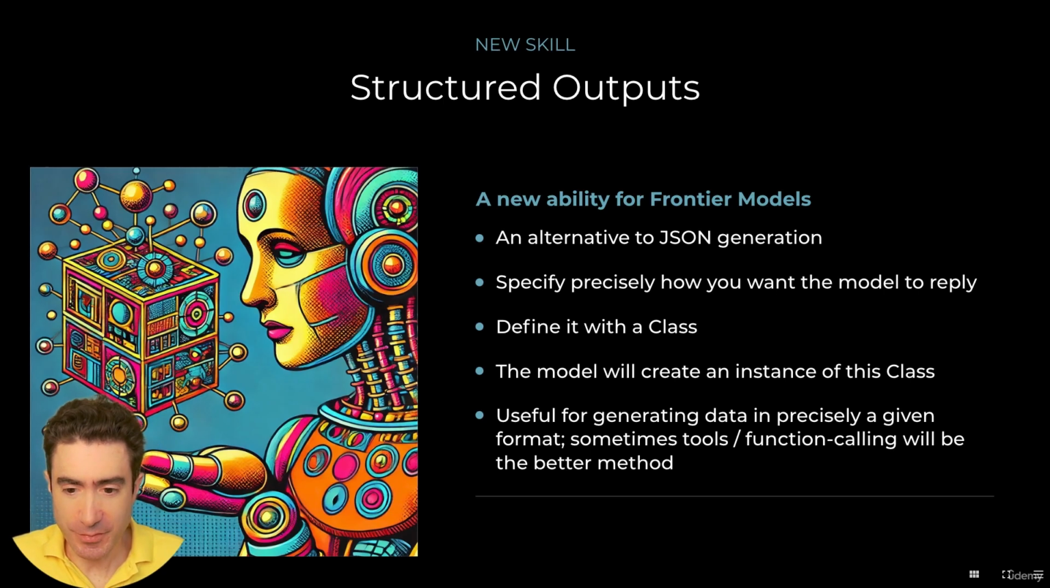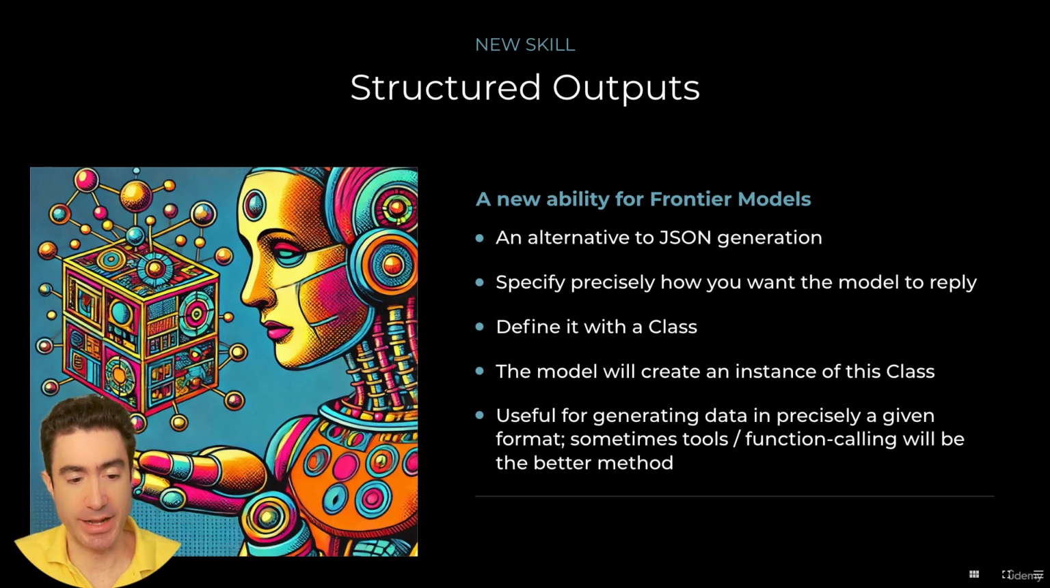And the way you do that is you define the response with a Python class. It's going to be a subclass of something called BaseModel from Pydantic, which you may have already had experience with if you're from an engineering background, but don't worry if not, I will show you. You make a subclass of BaseModel and you use that to describe exactly what you're looking for. And then you specify that class when you call OpenAI, and it will create an instance of that class in what it sends back to you. And so that's the idea. It's useful for generating data in precisely a structure that you need.